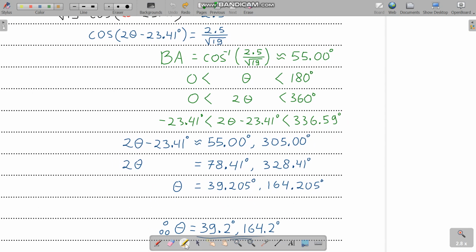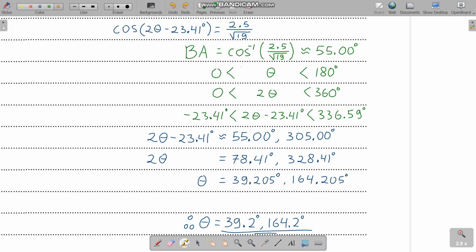So we can multiply throughout by 2, and then subtract 23.41 because the angle we are dealing with is 2 theta minus 23.41. So this means we can use angles in between minus 23 and 336. Since it's got to be positive and it's cos, we can only use quadrant 1 and quadrant 4. Quadrant 1 is the base angle 55, quadrant 4 is 360 minus base angle.